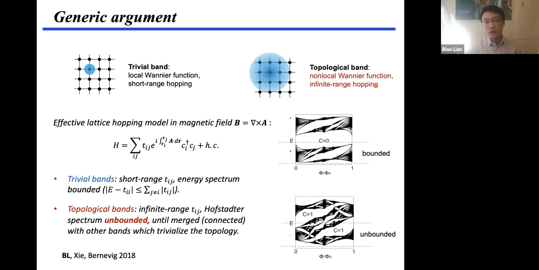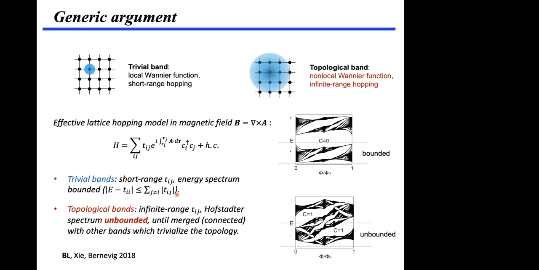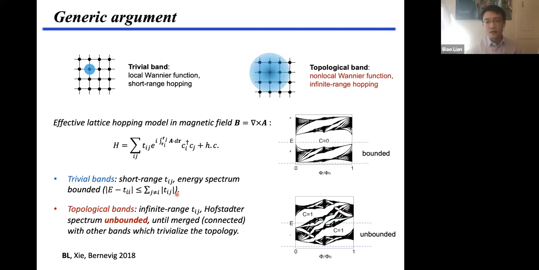Yeah, would have power-law decay. So the sum of this T would diverge if you just do the summation. But okay, if it has power-law decay, I guess I don't understand why the hopping would be infinite range. Why isn't it power-law? Yeah. So here I'm just saying in the rough sense, indeed it's power-law decay instead of infinite range.